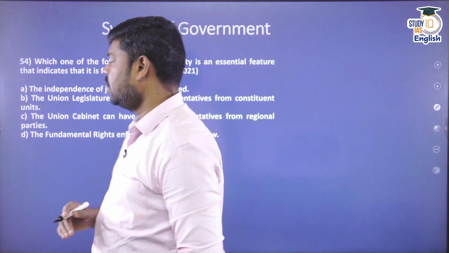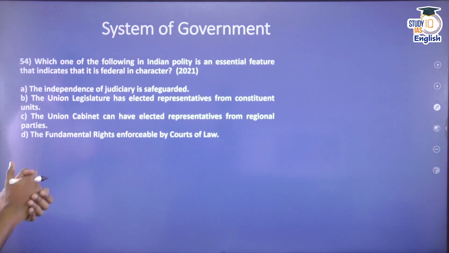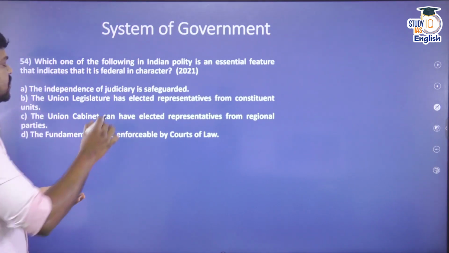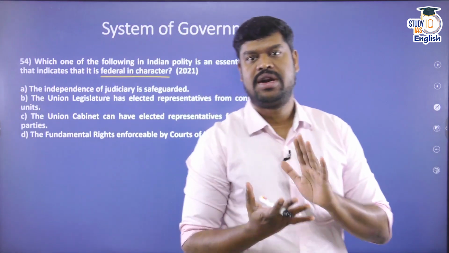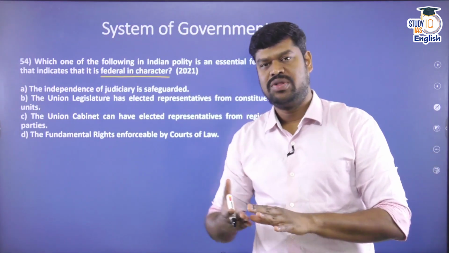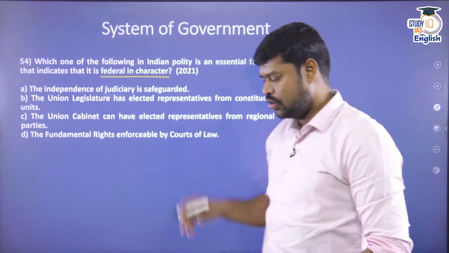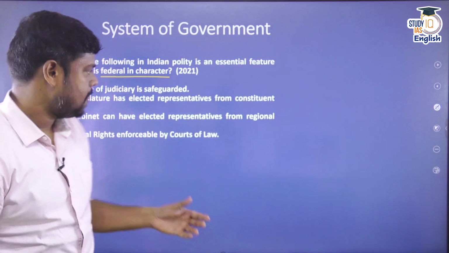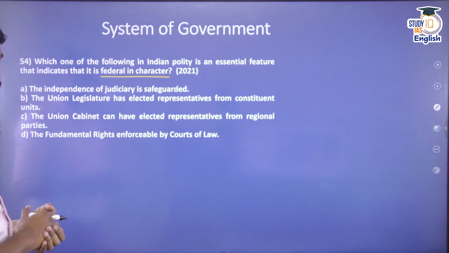Which one of the following in Indian polity is an essential feature that indicates that it is federal in character? So, please understand, parliamentary democracy, federalism, cabinet system: these questions keep coming repeatedly in the examination. So let's go to the question. Statement 1, the independence of judiciary is safeguarded. Statement 2, the union legislature has elected representatives. I'll come back to statement A, come to statement B.